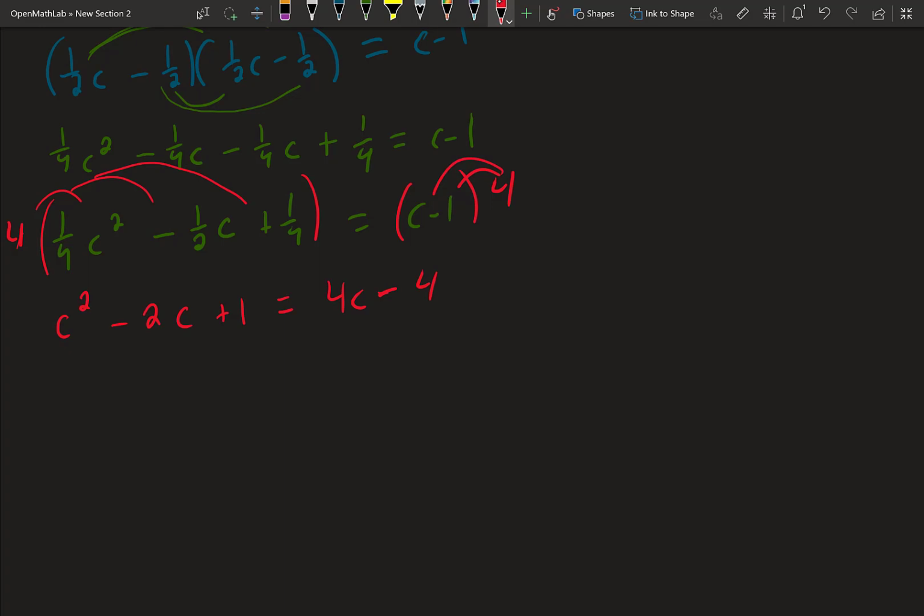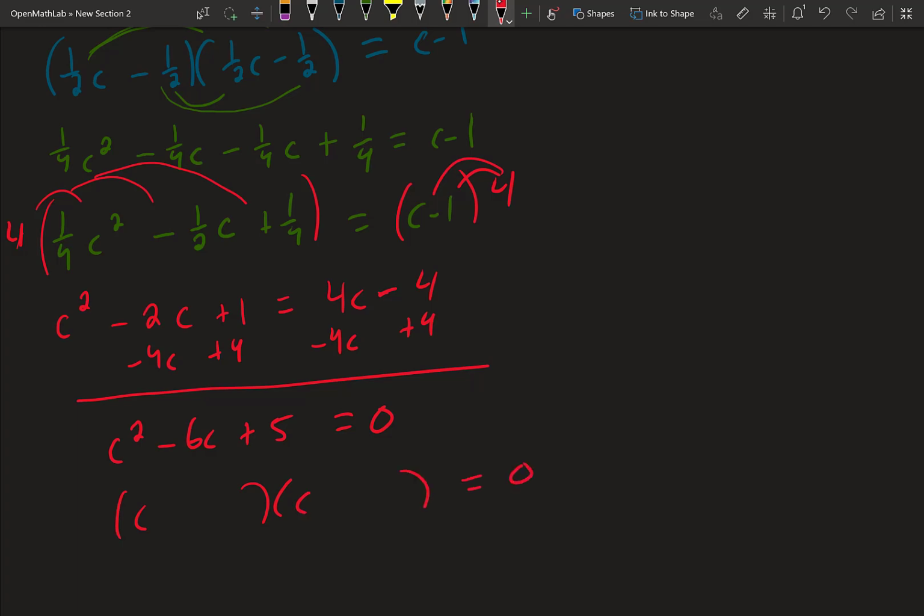And then I want to set this equal to 0, so subtract 4c from both sides and add 4 to both sides. So what we get is c squared minus 6c plus 5 equals 0. And then this, I believe, factors. Let's try. Let's see, so we'd have minus 5 minus 1, right?